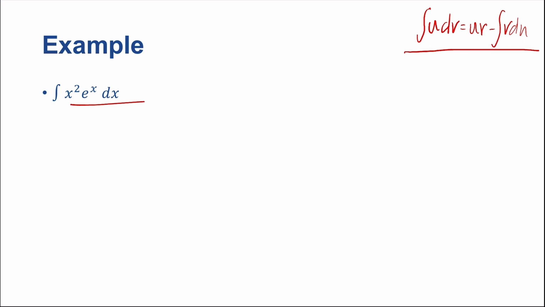So let's go through our LIATE rules. We have no logarithmic functions, so L is out. We have no inverse trig functions, so I is out. We do have an algebraic function, x squared, so A is in. So we should choose x squared to be our u. And, well, in LIATE, E for exponential is at the end. So e to the x should definitely be our dv.